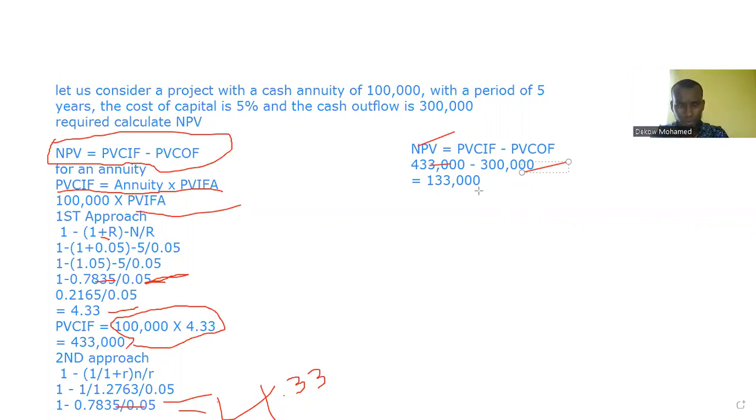Now, that was the class on net present value of an annuity. In our next class, we want to see what about the one without an annuity, where we don't have a constant cash flow. We have different cash flows.